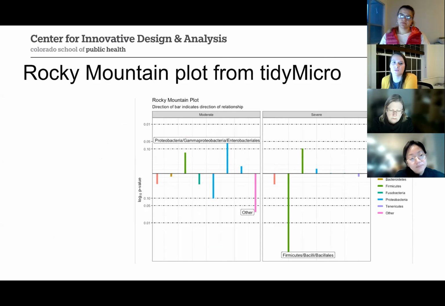And then this is the Rocky Mountain plot, which was developed by Rachel Johnson, who works at CETA now, and I think is really great. This says, if I have a taxa that is significant, by how much? That's what these bars are. They're representing how significant. So the more significant you are, the further this bar goes up. And if it's going up, it's positively correlated, and if it's going down, it's negatively correlated. And then you have that for each of the taxa. In this case, it's the phylum for the taxa.